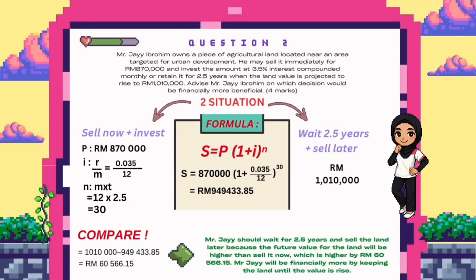For question 2, we have to decide which option is better for Mr. J. Ibrahim. The first situation is he sells now and invests. Situation 2, he waits for 2.5 years and sells later.